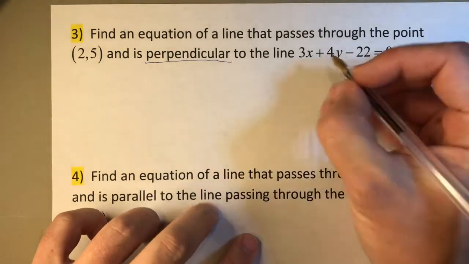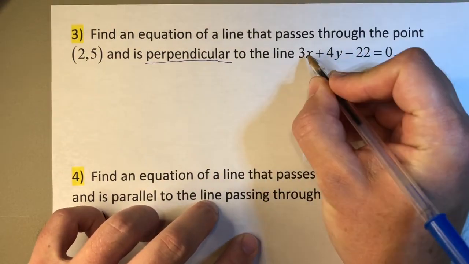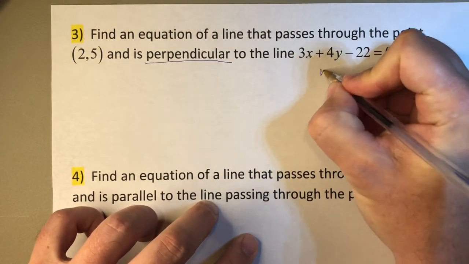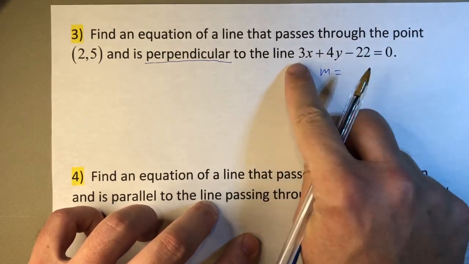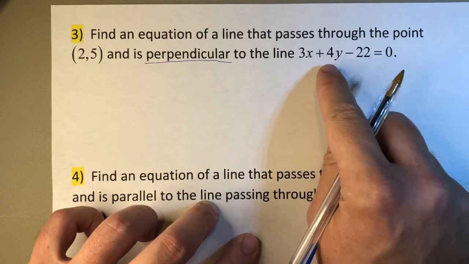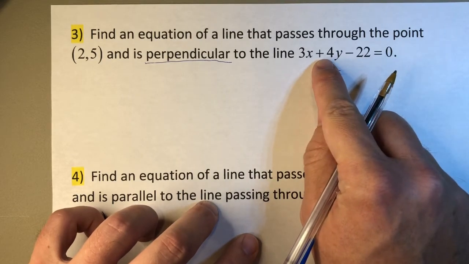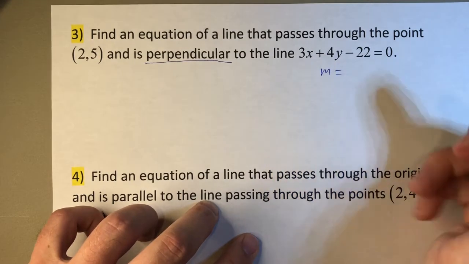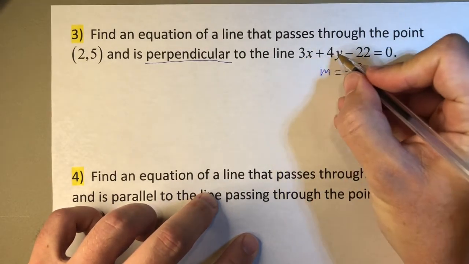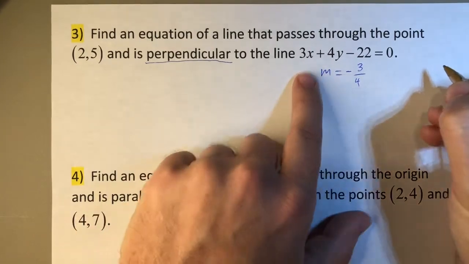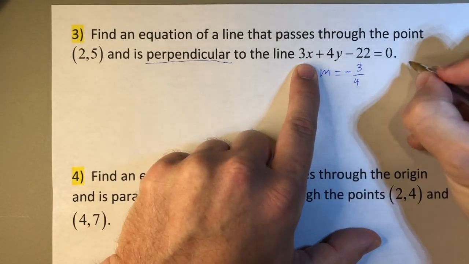So our first move is going to be to come up with the slope of our given line. So the slope of our given line is going to be what? Well, if we understand this is in general form, you should just be able to look at it and determine that the slope is negative 3/4. All right, because it's negative a over b.